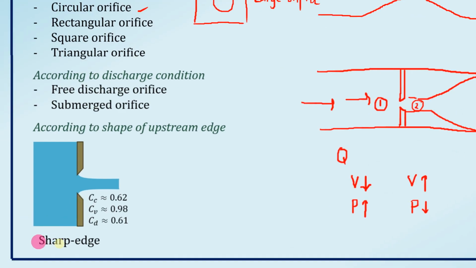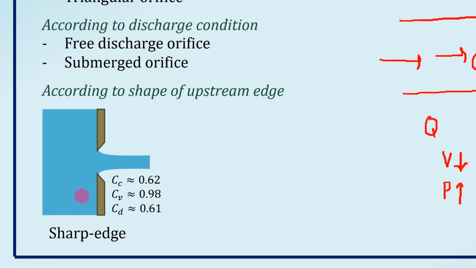So, let's zoom in, it's a bit small. For a sharp edge orifice, we have these approximate values: CC is equal to 0.62, CV is equal to 0.98, and CD is equal to 0.61.